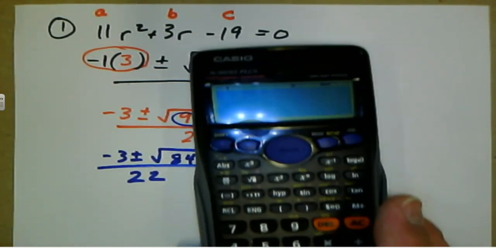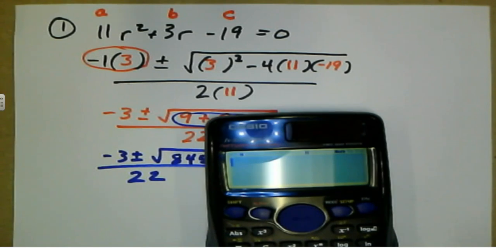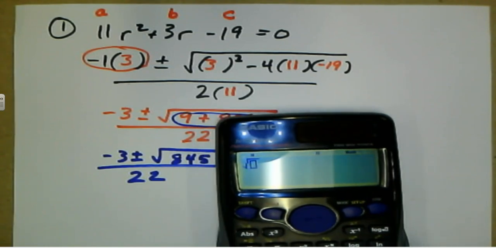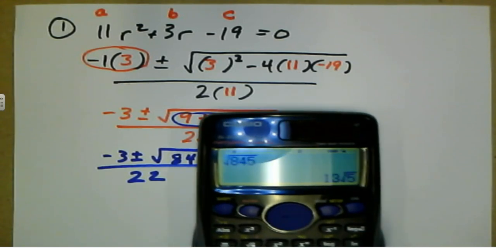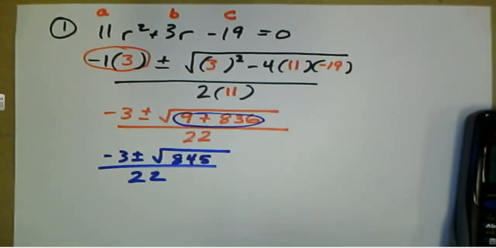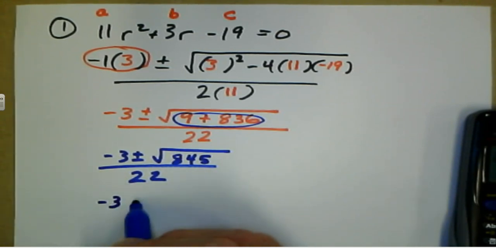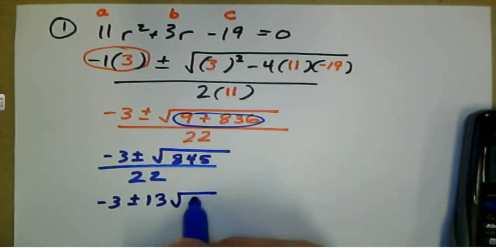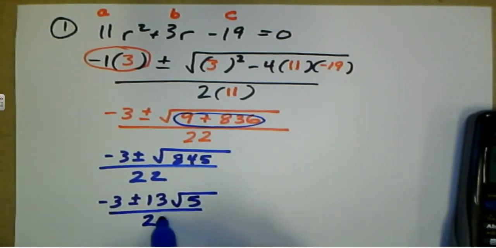We are going to take our calculator. I don't know if you can see it there or not. Take the calculator, hit the square root button, and put 845, hit equals, and it breaks it down to us: 13 square root 5. So we do negative 3 plus or minus 13 square root 5 over 22.